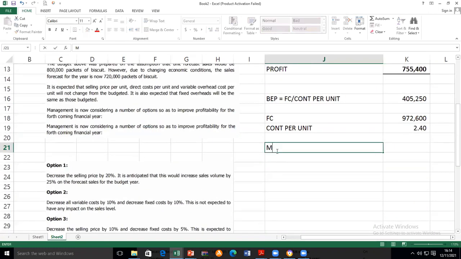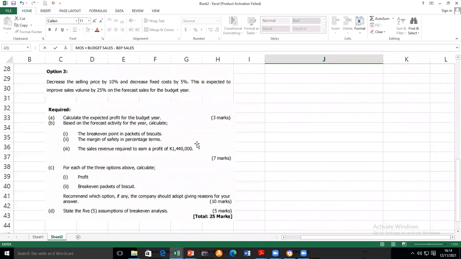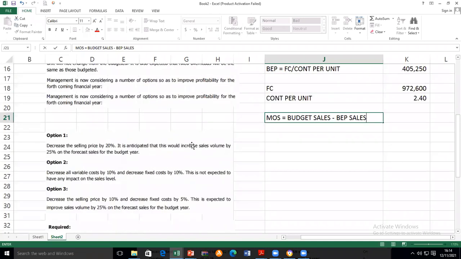Margin of safety. Budget sales minus BEP sales. And normally for the question, they want it expressed as a percentage.